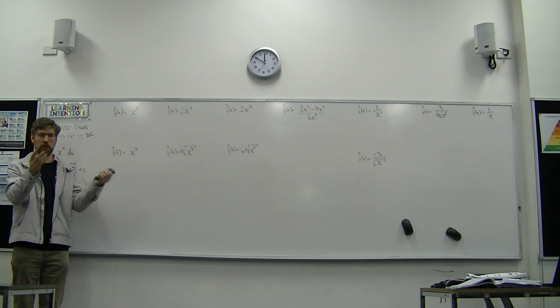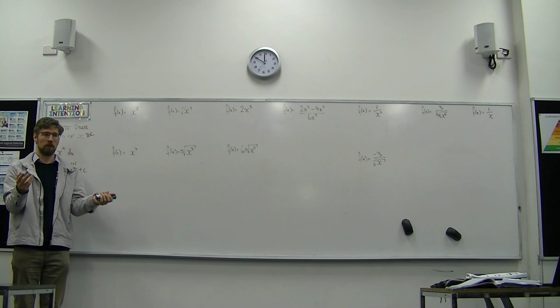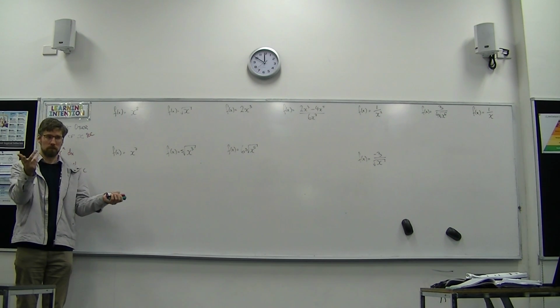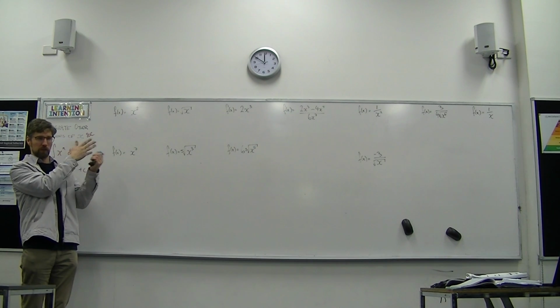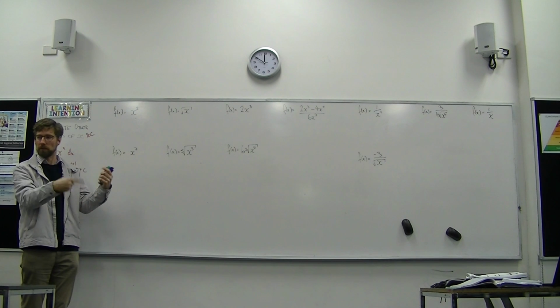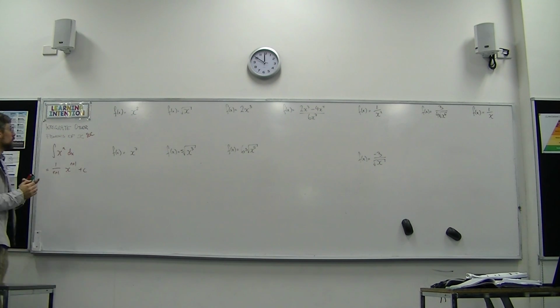Like, what are you doing to integrate something? The power goes up by 1 and you divide by the whatever power. Perfect, right? Power goes up by 1 and then you fiddle with the coefficient so that when you derive it, it ends up back to where it started. Perfect. Cool.